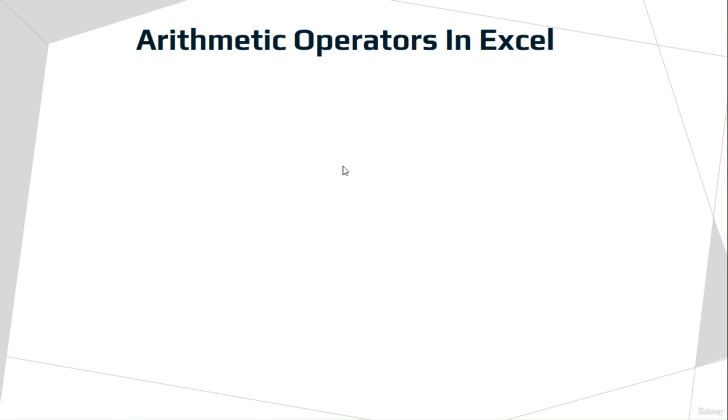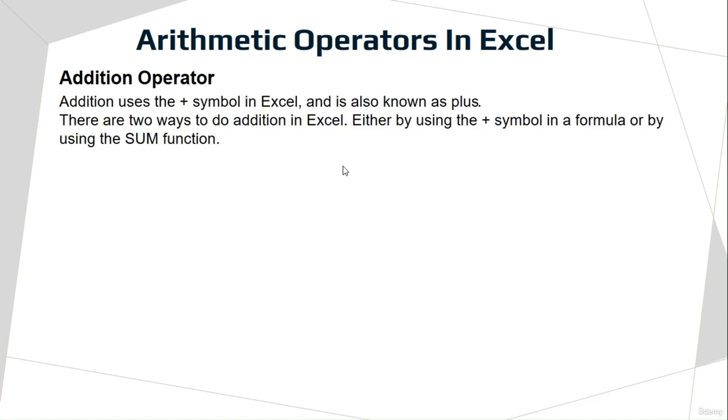In Excel, we have the arithmetic operations. The arithmetic operation goes hand in hand with the Excel formulas explained in the previous lesson. We have different operators in Excel. First, we'll start with the addition operator. Addition uses the plus symbol in Excel, and it's also known as plus. There are two ways to do addition in Excel, either using the plus symbol in a formula or by using the sum function. We'll take a look at that now.